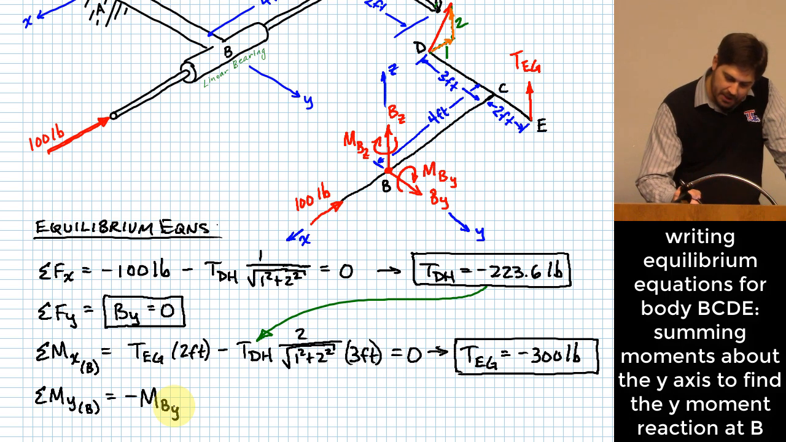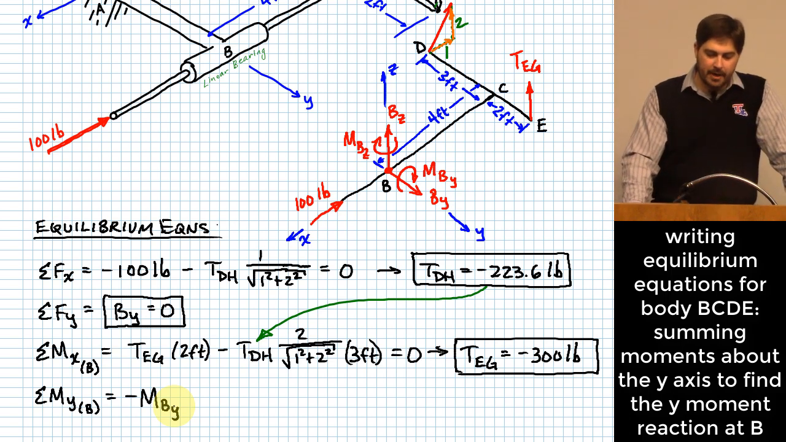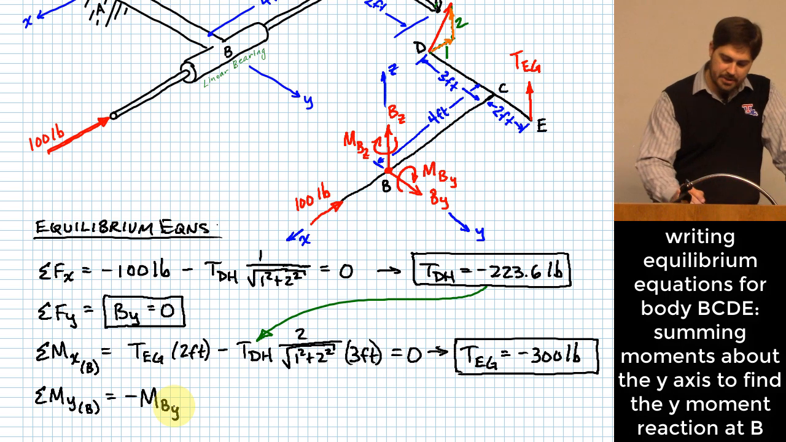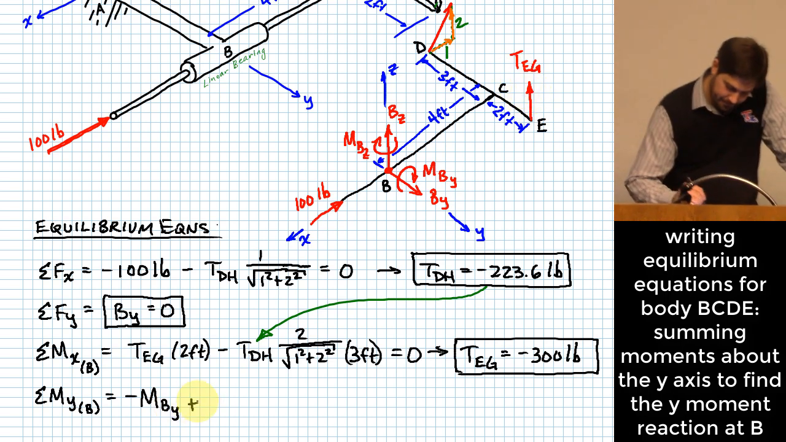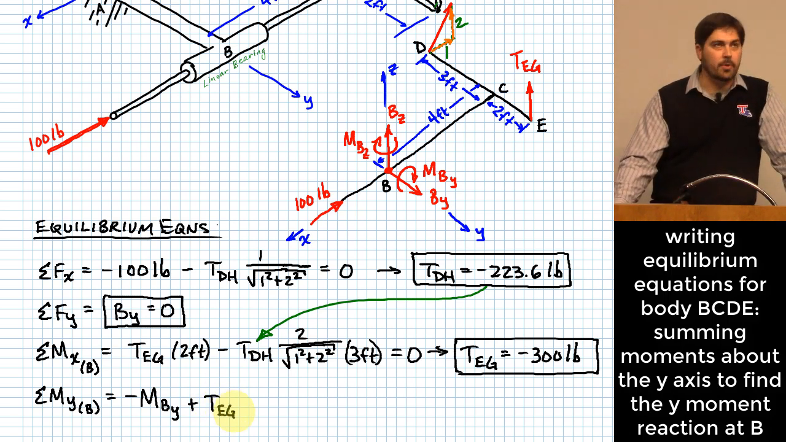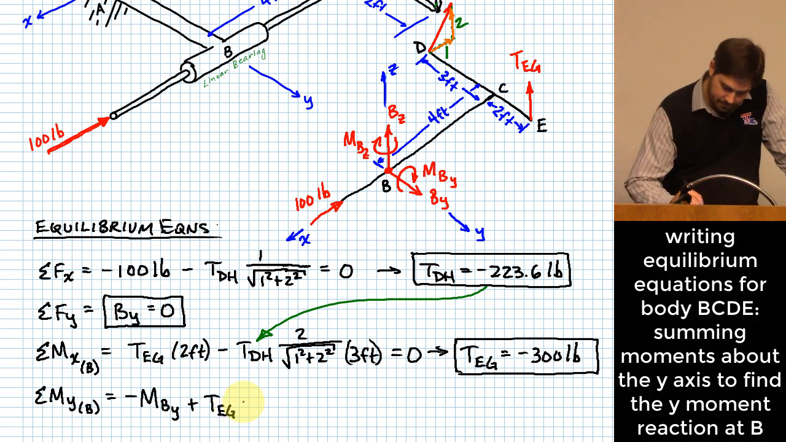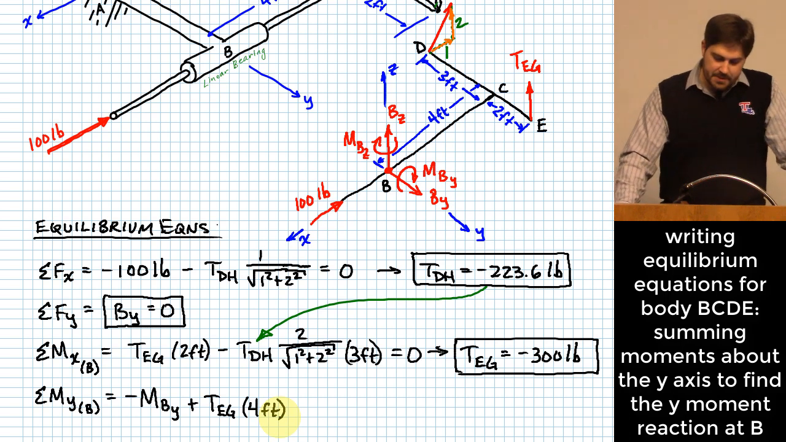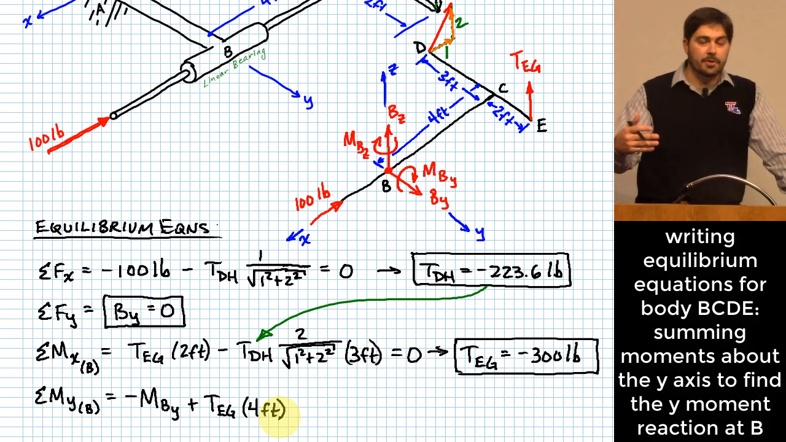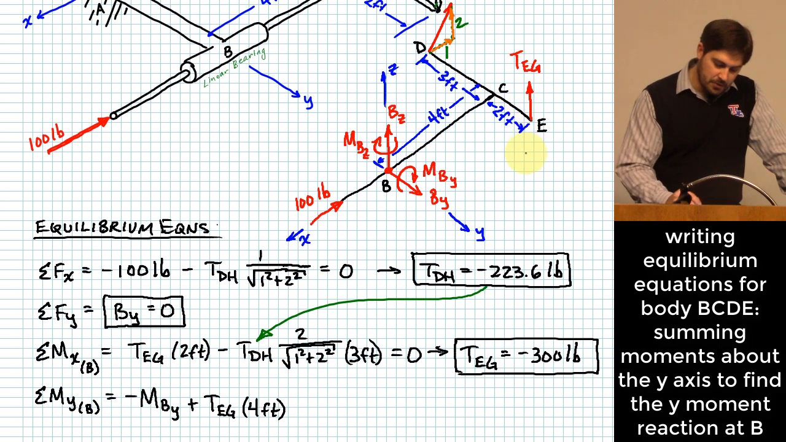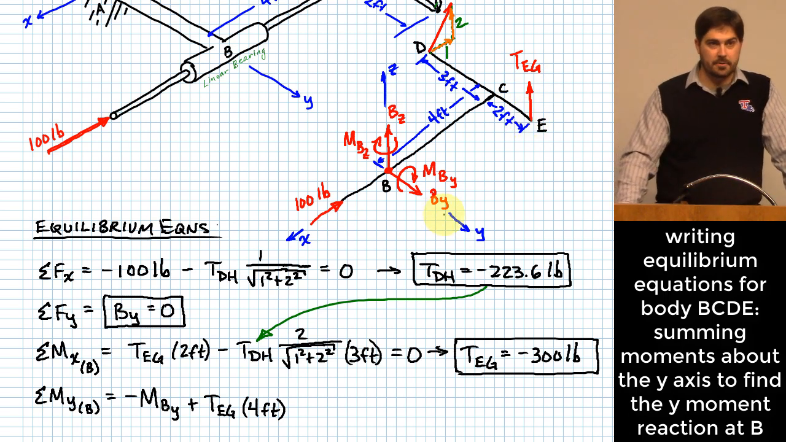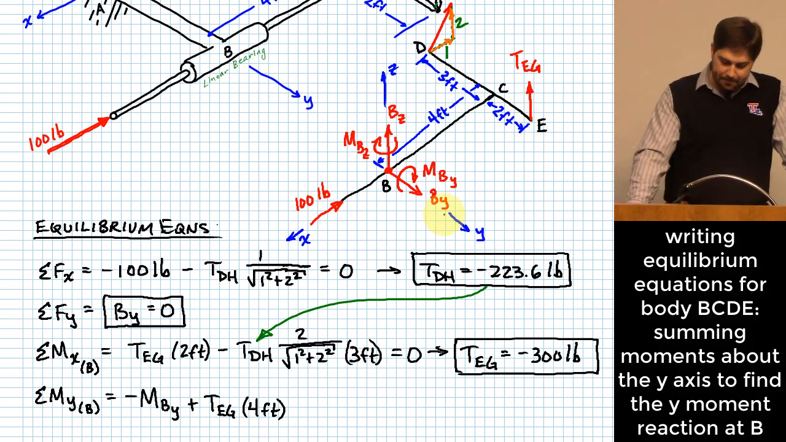Okay. TEG, would TEG contribute positively or negatively according to the direction that TEG is drawn on the picture? Positive. Okay. So TEG multiplied by what? 4 feet. Okay. That's the distance perpendicularly from the line of action of TEG to this axis y. That's how far that is, right? So that's why I got 4 feet there. What else?